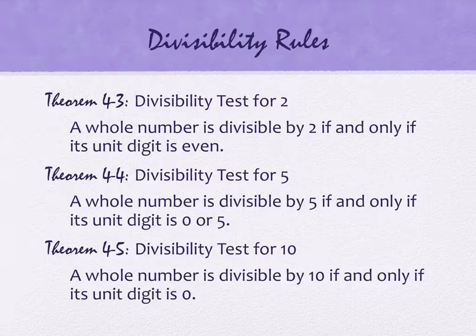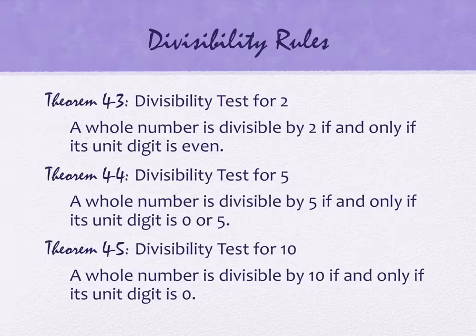Is it a 0 or 5? Then it's divisible by 5. Is it a 0? Then it's divisible by 10. And in fact, if it's a 0, it's divisible by all three of those, right? Yeah, because 0 is in all of those lists. These are the ones that you have been most likely exposed to the most. Look familiar? Yeah, they should.